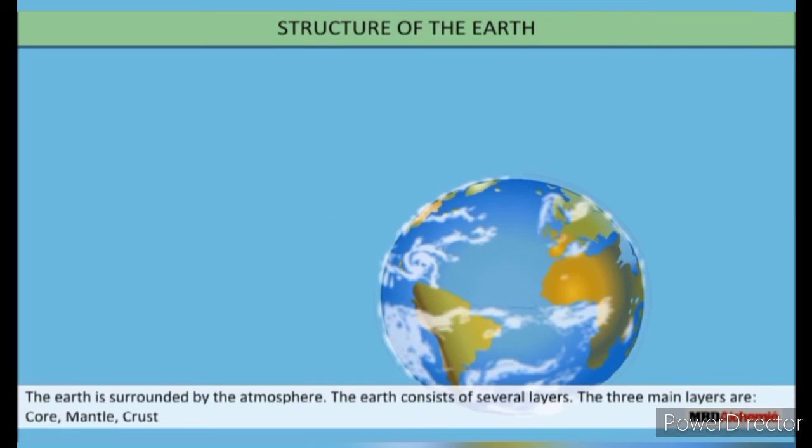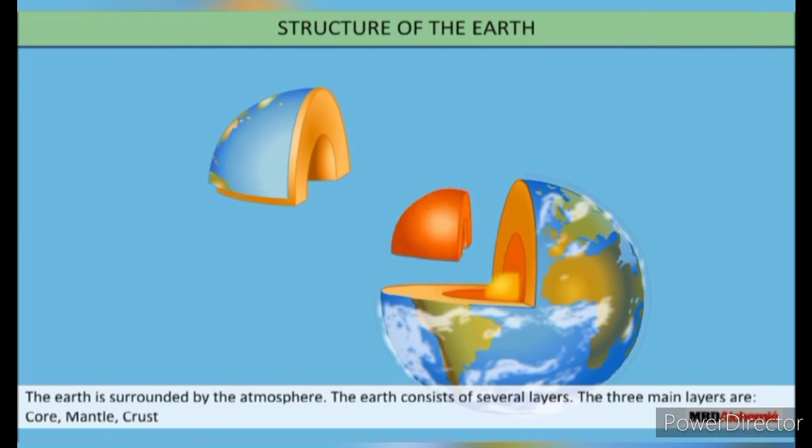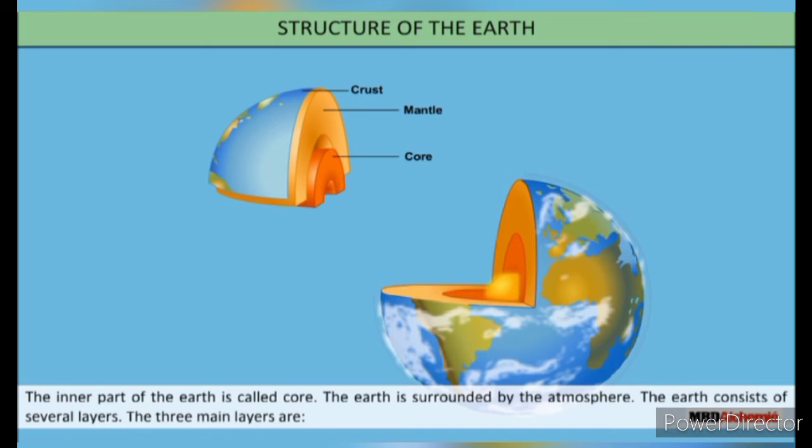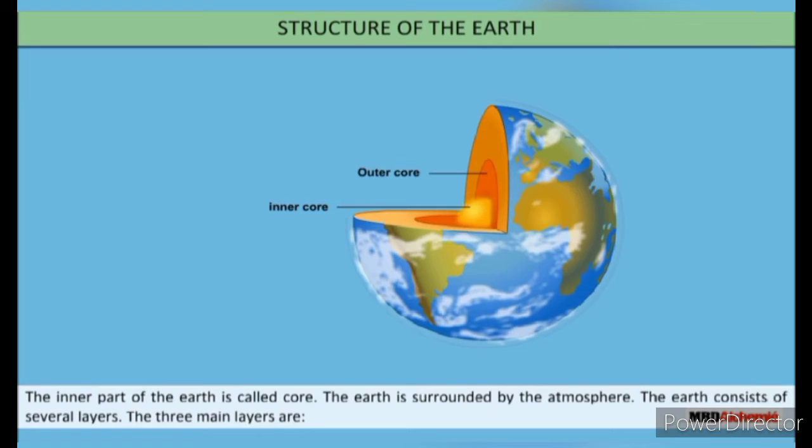The Earth is surrounded by the atmosphere. The Earth consists of several layers. The three main layers are core, mantle, and crust. The inner part of the Earth is the core. It is a dense ball of the elements iron and nickel. It is divided into two layers, the inner core and the outer core.